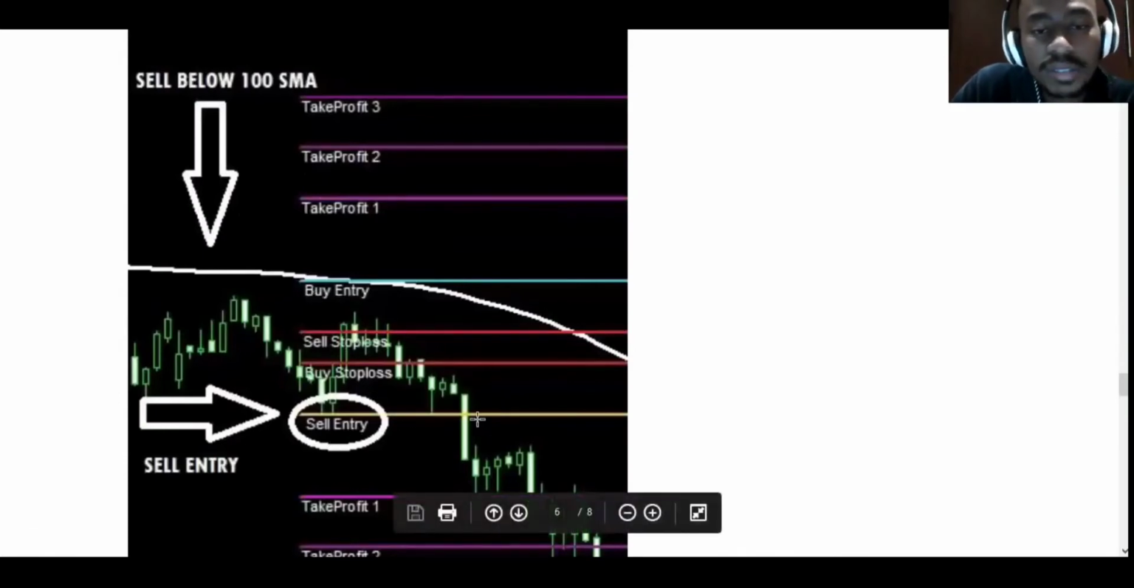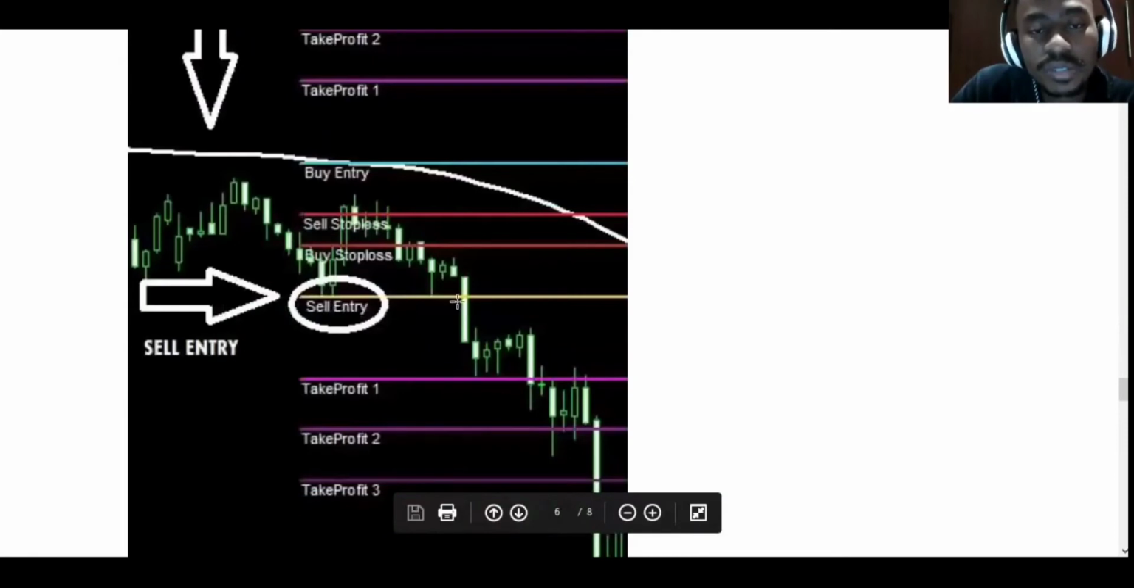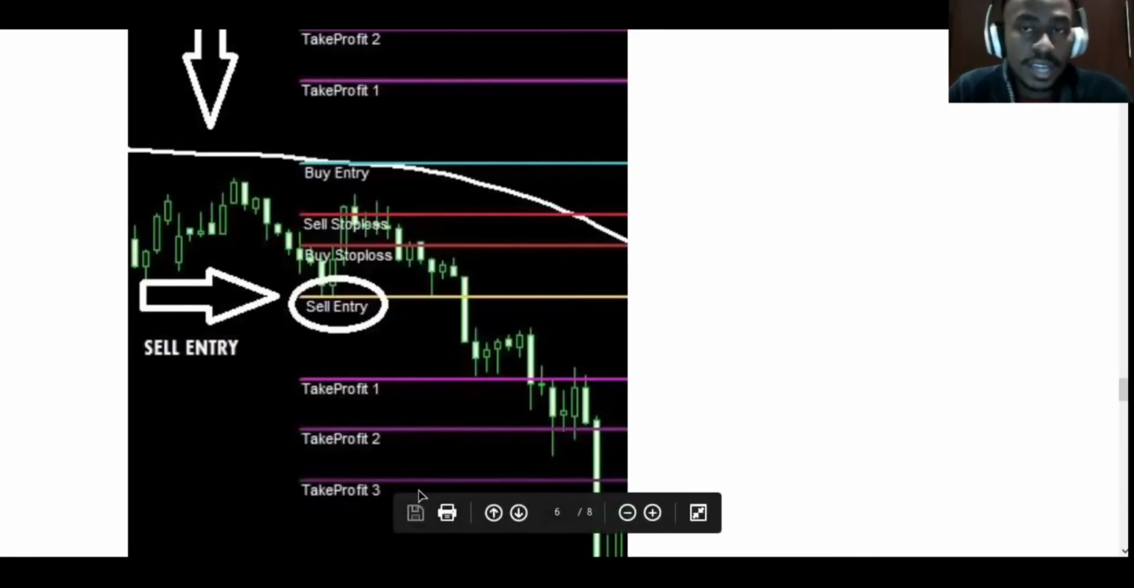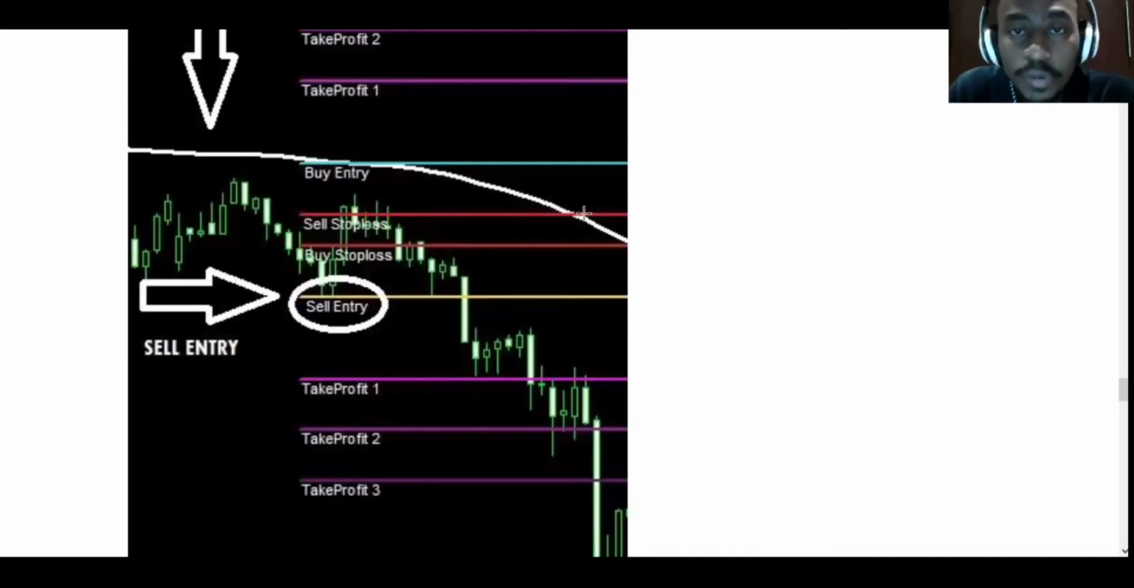As you can see, the sell entry was triggered right there. When you hit your sell below the 100-period moving average, you put your stop loss where it says sell stop loss, and then you can use the recommended take profit level. It's very, very easy, guys. It's not too complicated. It's a very simple approach to trading the forex markets or the financial markets, and it makes it very easy for us to find potential trading setups and opportunities in the market.